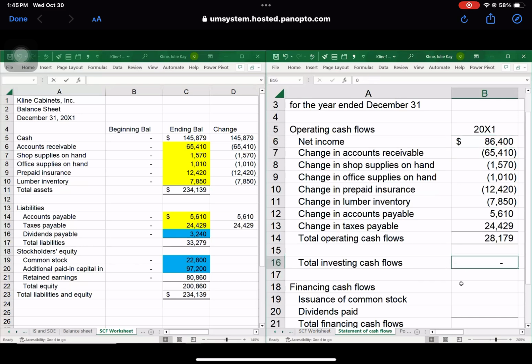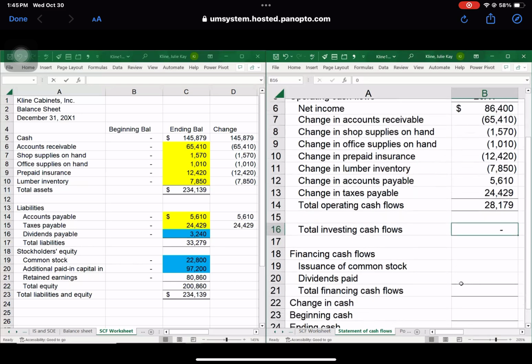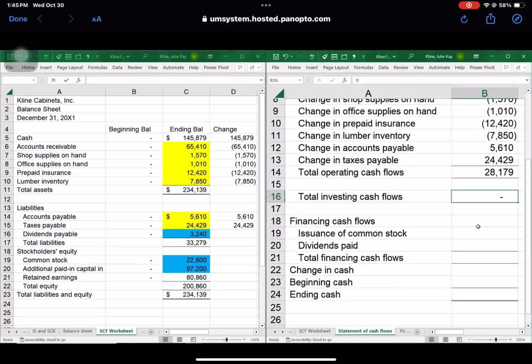Investing is 0. We have no long-term assets and or short-term investments to deal with this year. Financing cash flows. So as I mentioned, if equity, so these accounts here in blue are our equity financing items. We could also have long-term debt, but we don't have long-term debt in this problem either. So we just have the change again.